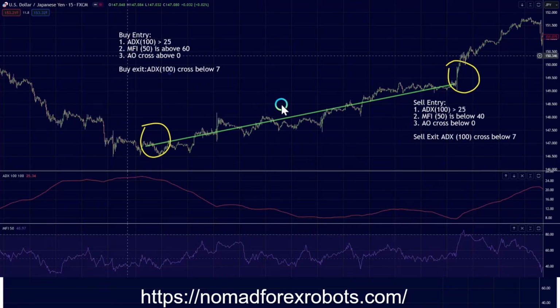In the last video I showed you an ADX, ATR, and awesome oscillator based strategy, and I got many good feedback about that strategy video. In this video I added the MFI, the money flow index indicator, to the algorithm, to the strategy.